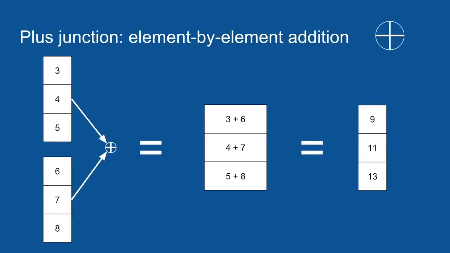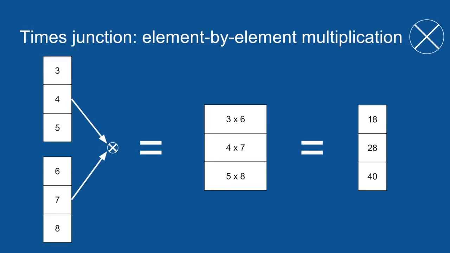The cross in a circle is element-by-element addition. The way it works is you start with two vectors of equal size, and you go down each one. You add the first element of one vector to the first element of the other vector, and then the total goes into the first element of the output vector. So 3 plus 6 equals 9. And then you go to the next element. 4 plus 7 equals 11. And so your output vector is the same size as each of your input vectors. Just a list of numbers, same length, but it's the sum, element by element, of the two.